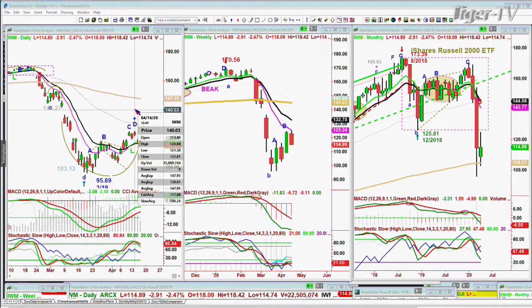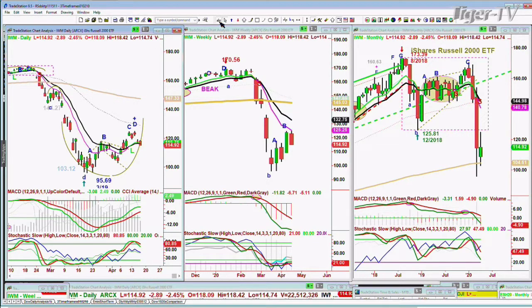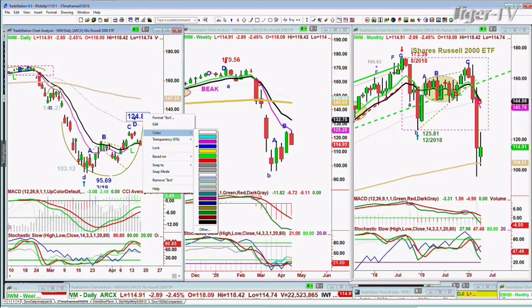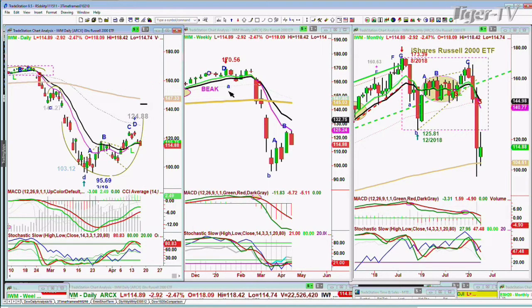Otherwise, I'm stuck. So 124.88 right there. And we're trading now at 124.88, and we're down 10 points in the IWM. Oh, that's really something, isn't it? All right, doesn't matter. Here we go.